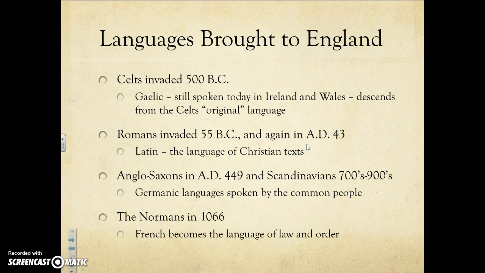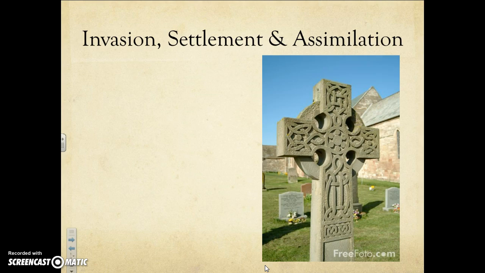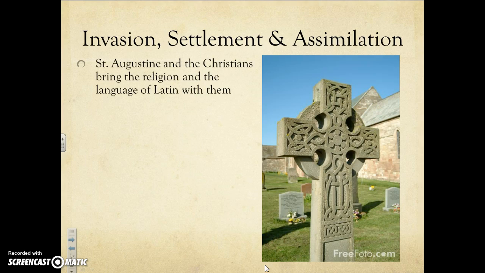Finally, the Normans, that was a region of France, what is today France. They were the last major invasion in 1066. They brought French with them. It's important to know these four various invasions, because you can still today see echoes of these languages in our modern English language. So, as you can imagine, if you're living in England or if you're living in Ireland at this time, there are many invasions going on.